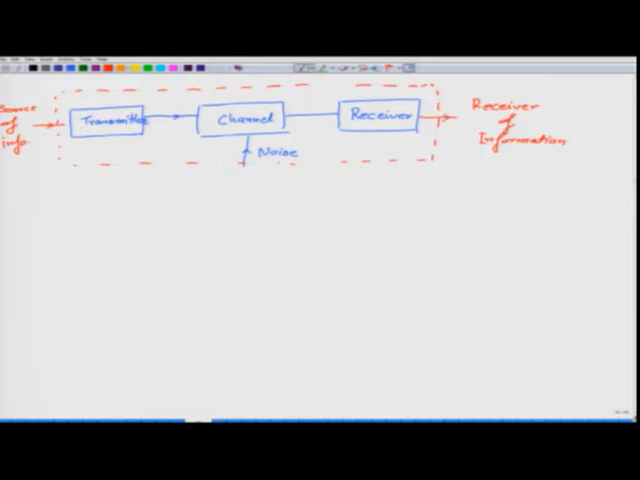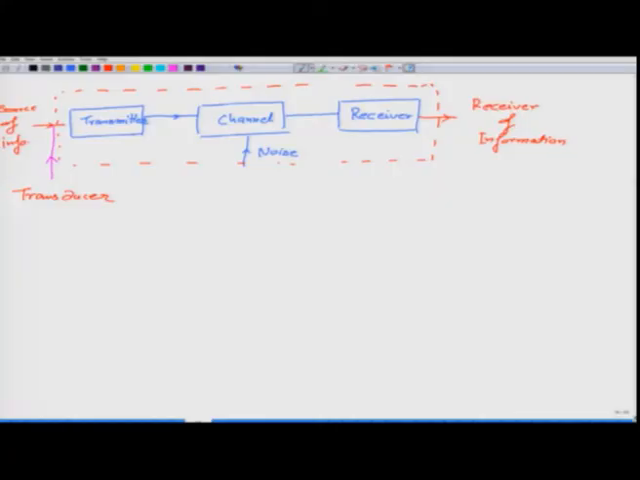We also saw that the transmitter contains an inbuilt section that is basically a transducer. The role of the transducer is to produce an electrical signal from the message signal. The message signal may be a voice, a video, a photograph, or a data file. So, the first job is to convert this information signal into an electrical signal.